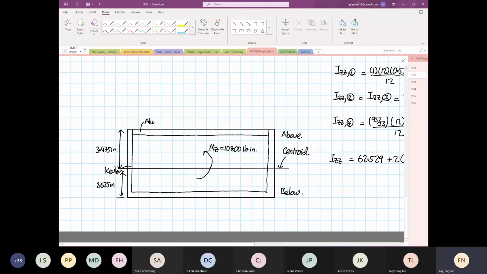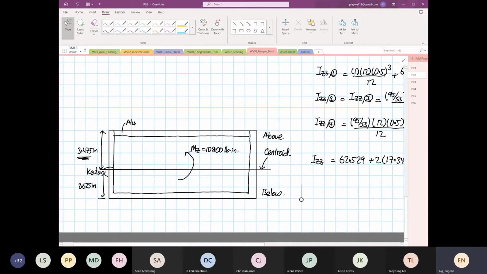Now my question for you is, which stresses do we need to calculate, above or below? Above, you're absolutely right. And why? What is bigger? The Y. Yes, because this distance is bigger.